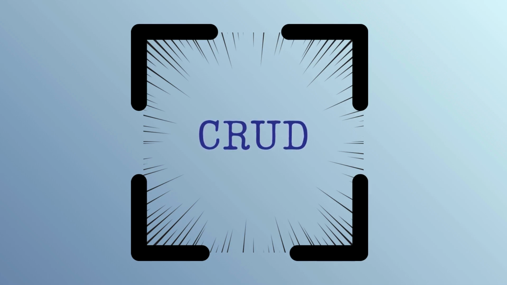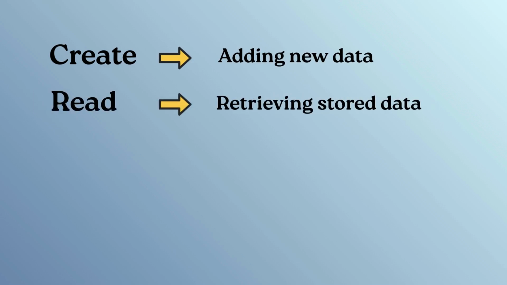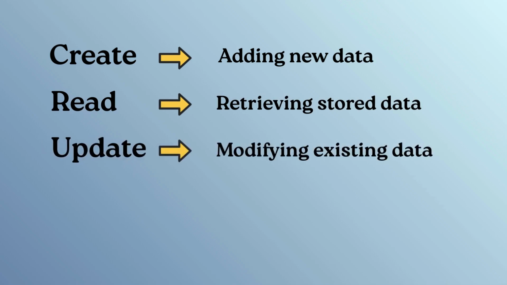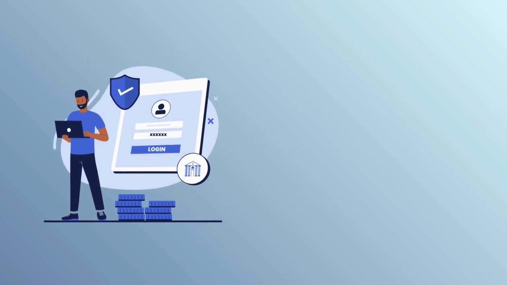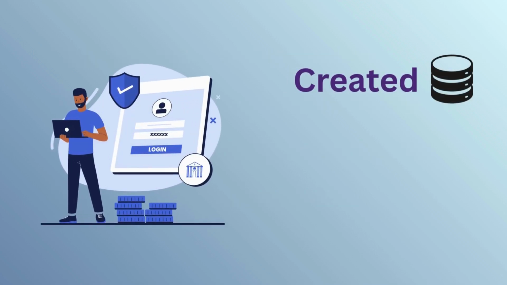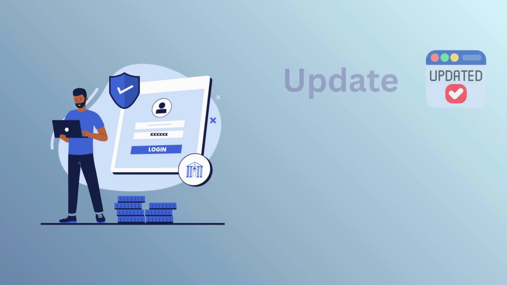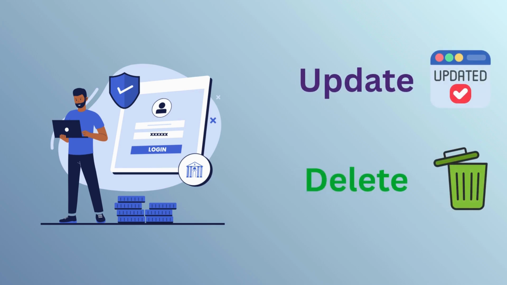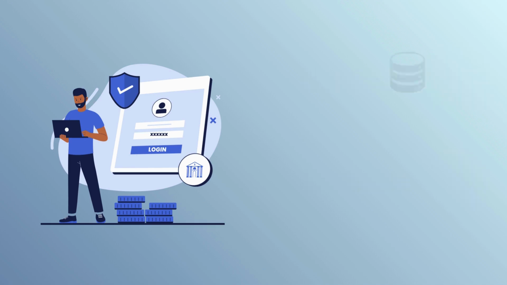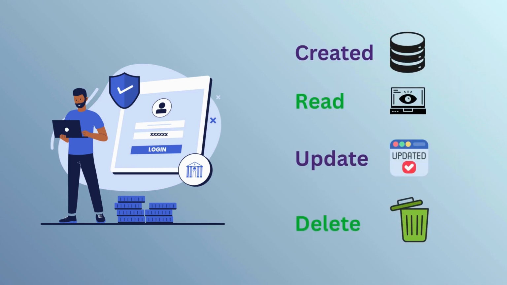Every database interaction usually comes down to CRUD: create, adding new data; read, retrieving stored data; update, modifying existing data; delete, removing data. When you sign up on a website, a new record is created. When you view your profile, data is read. If you change your password, the database updates it. And if you close your account, that data is deleted. These four operations are the foundation of how web applications work with databases.